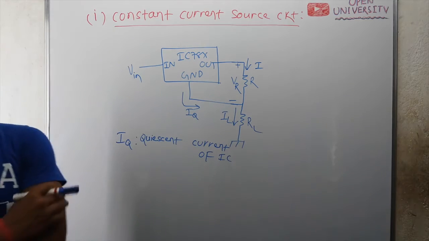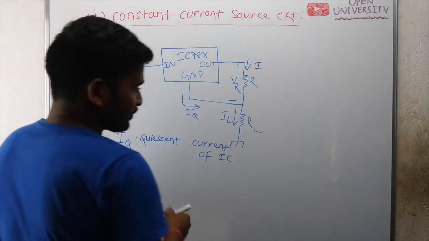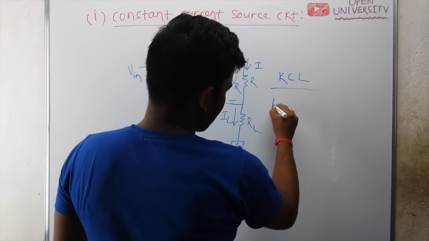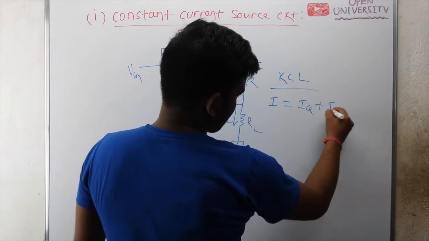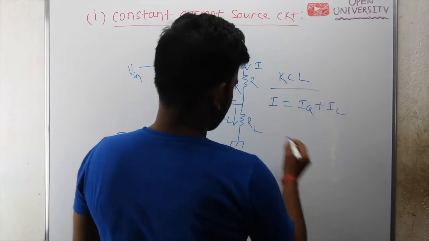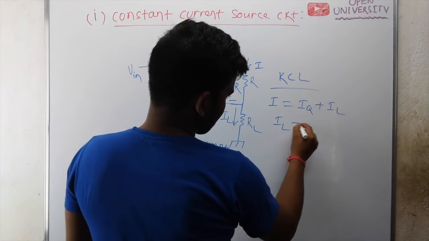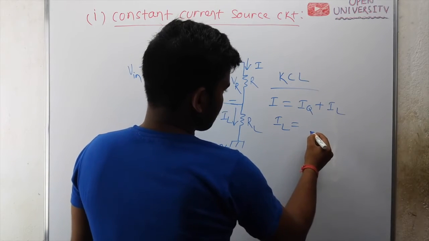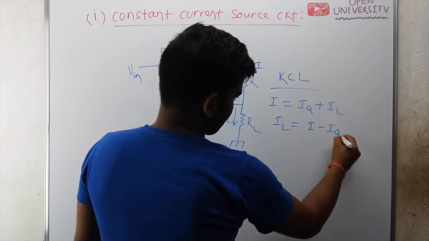Now if I apply KCL in this loop, you can write I equal to IQ plus IL. Then IL will be I minus IQ.